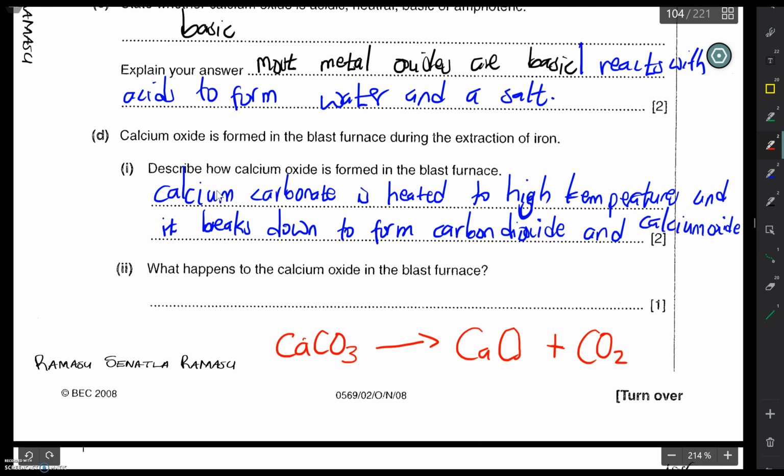Right. Part 2 says what happens to the calcium oxide in the blast furnace. The answer is that it reacts with silicon dioxide, or hot sand, to form slag.